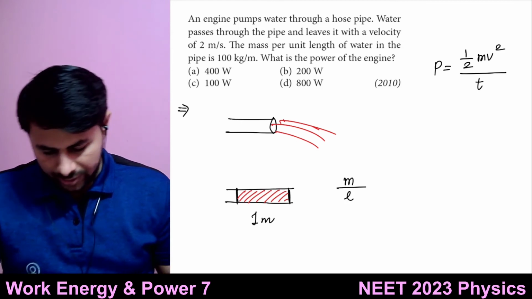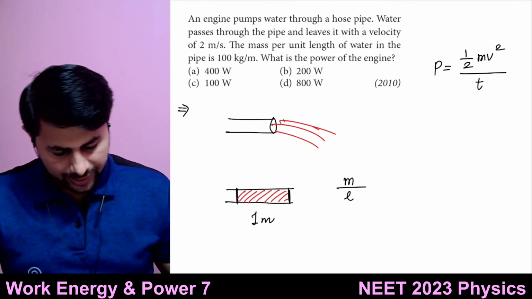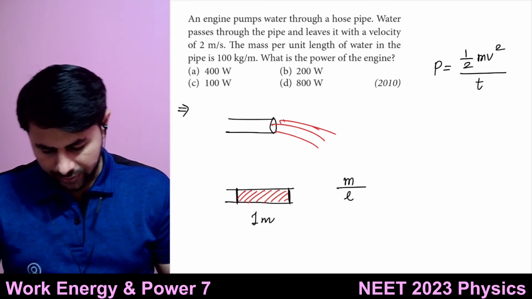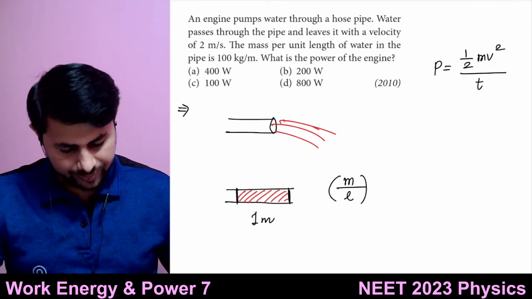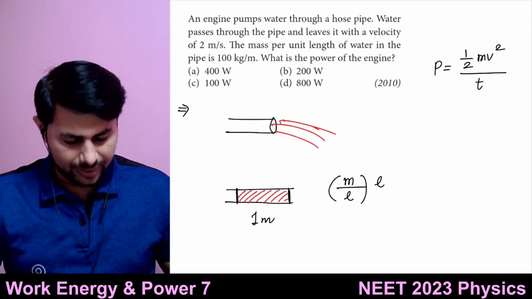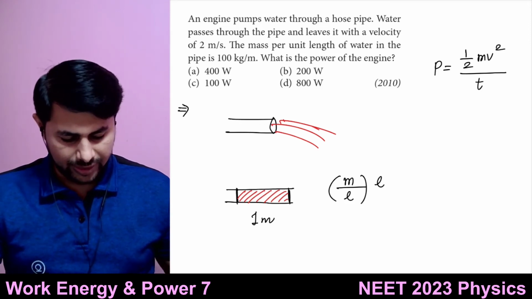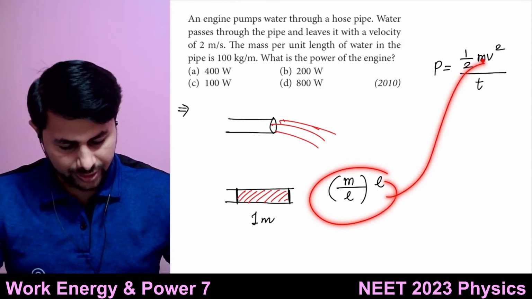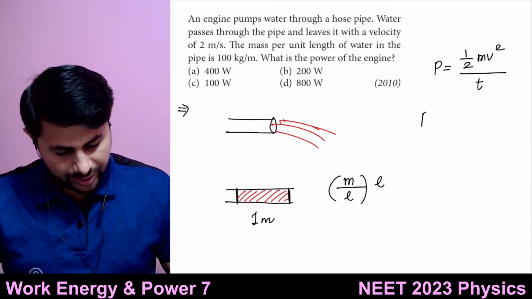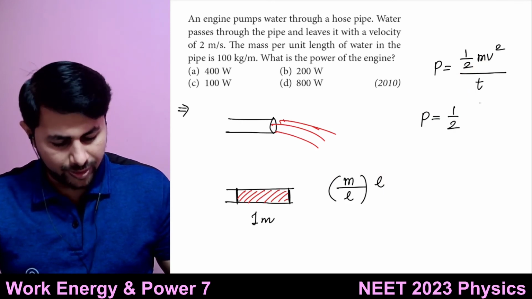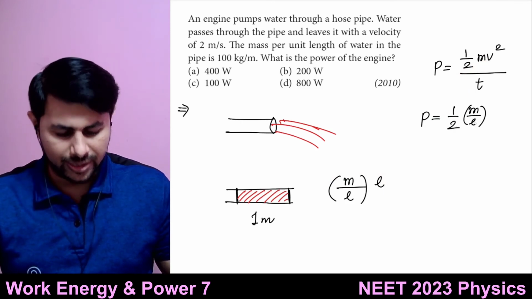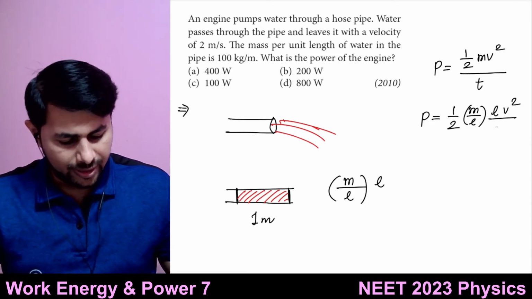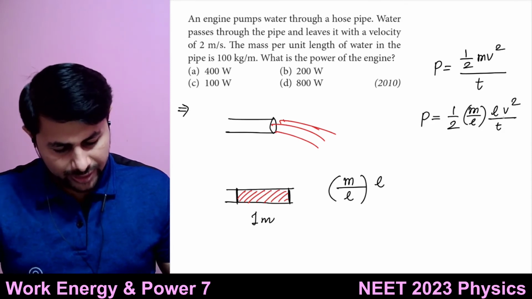Right? So we can say m upon L is given. M upon L multiplied by L will give us the mass. We can put it over here. So what do we get? We get power equals half of m upon L, mass per unit length, multiplied by L into v square upon t. And what is L upon t?